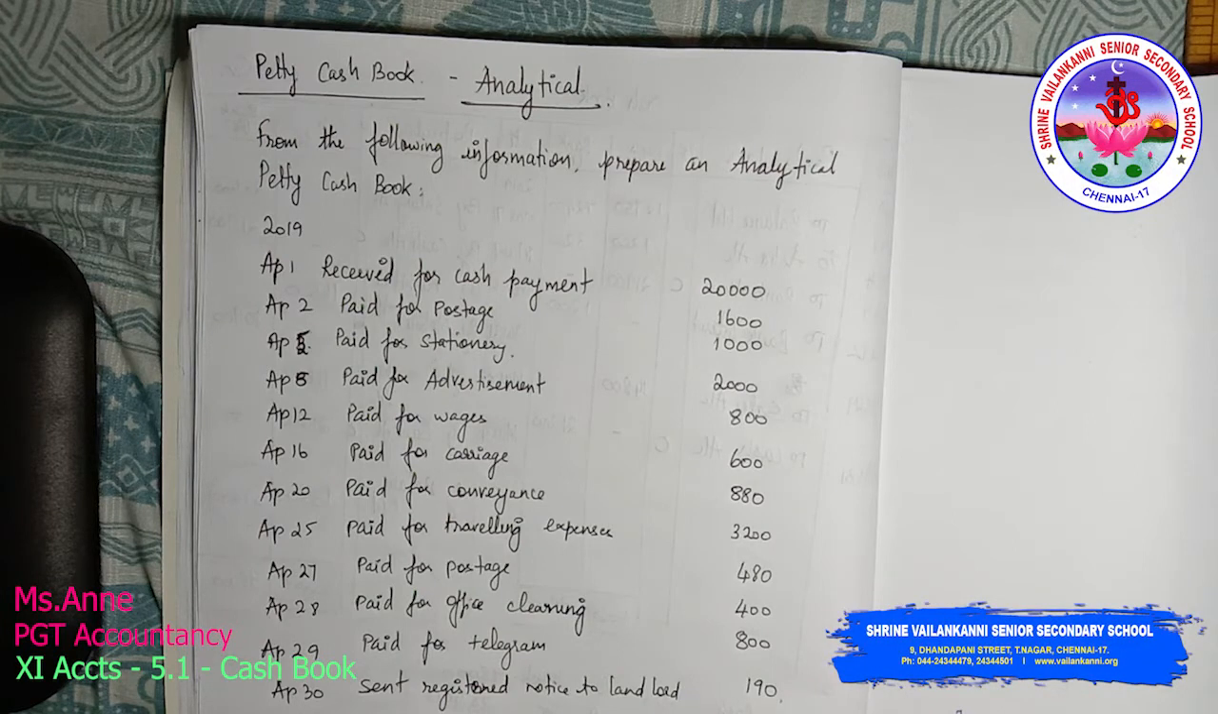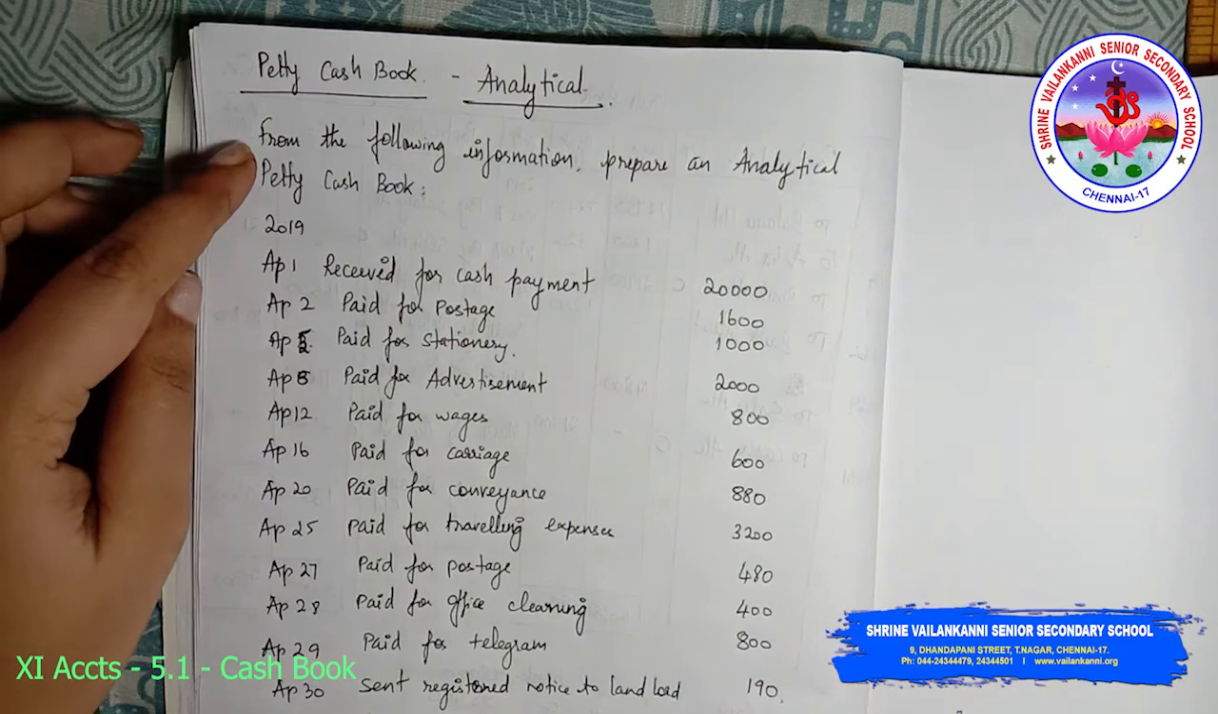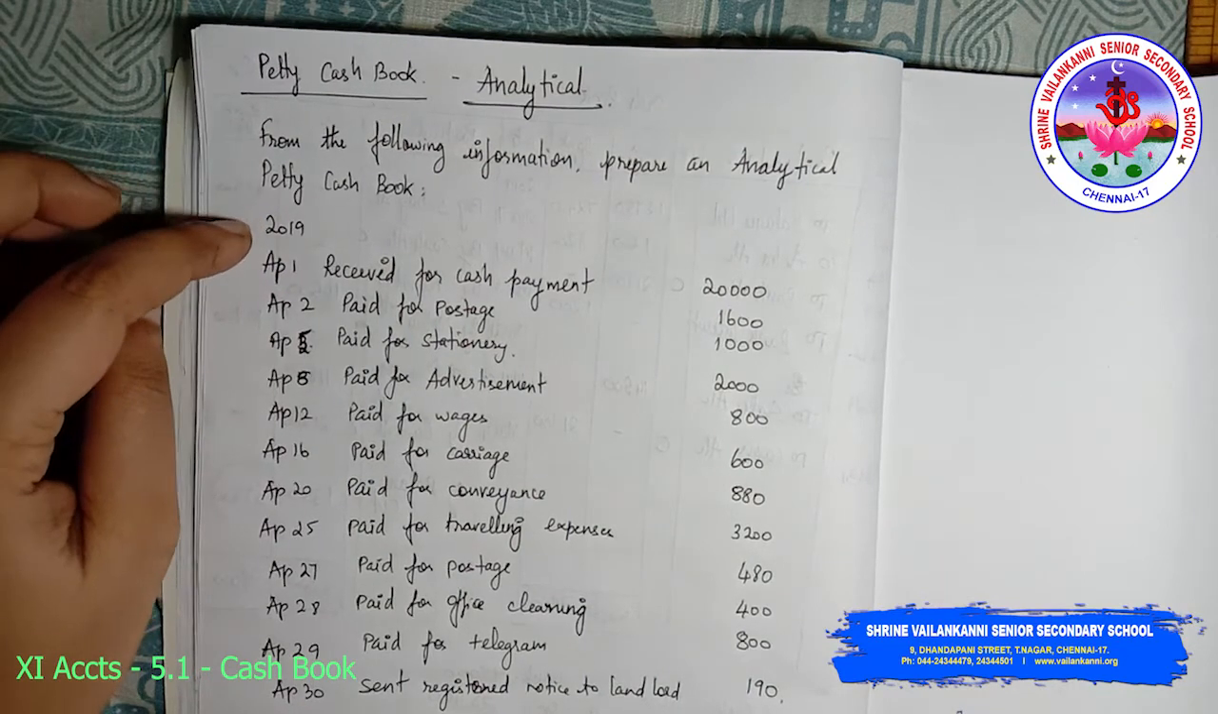This session we're going to learn about the petty cash book, analytical. As we all discussed, it is a cash book that will record petty cash expenses, which are of very little or insignificant value. So first, from the following information, prepare an analytical petty cash book.